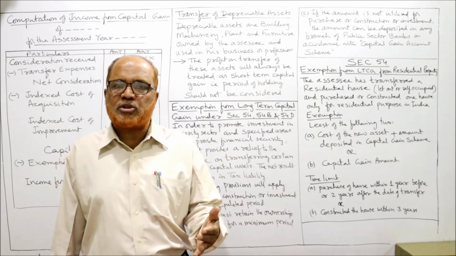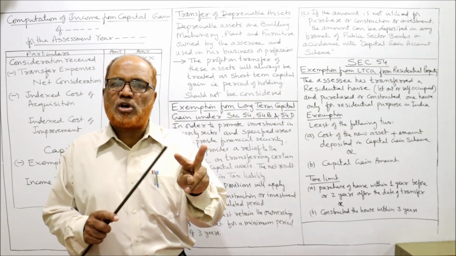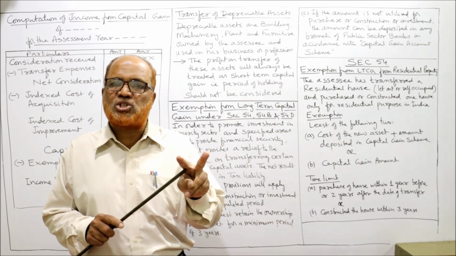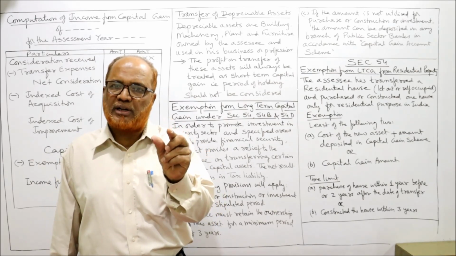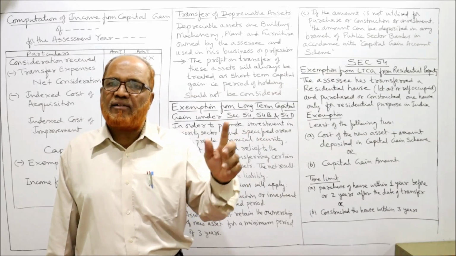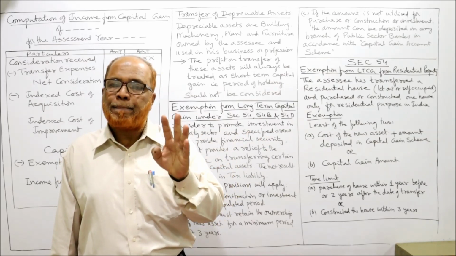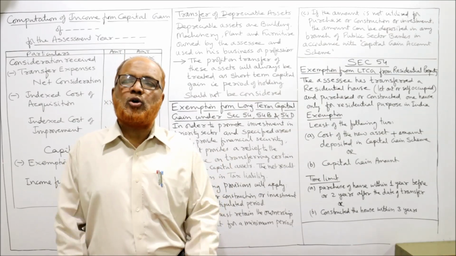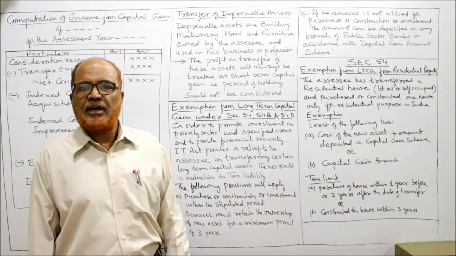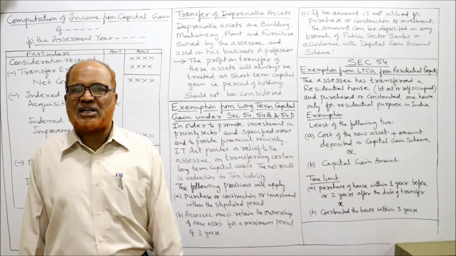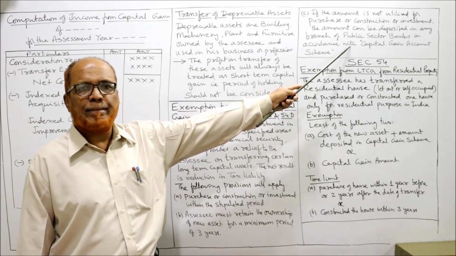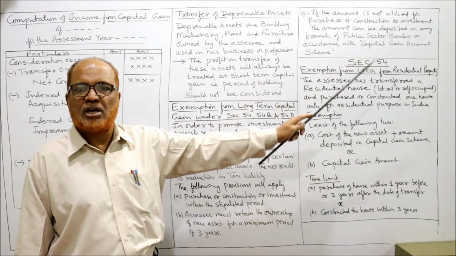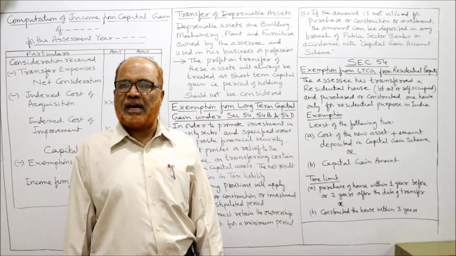So to get the exemption, he has two options. First option, he has to purchase, construct or invest in the new asset within the stipulated period. He should not sell away the new asset within a period of 3 years. Thirdly, if he is unable to purchase the new asset, he can deposit that amount in a public sector bank in a capital gain account scheme. These are the provisions of exemptions. Now we'll discuss the exemptions one by one.